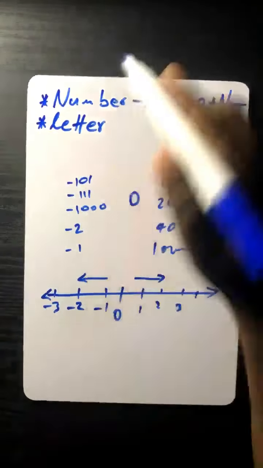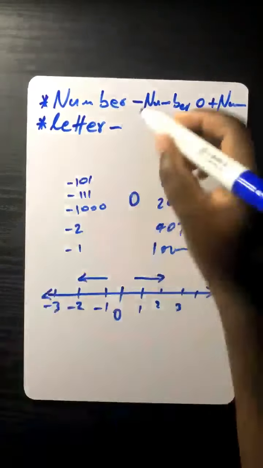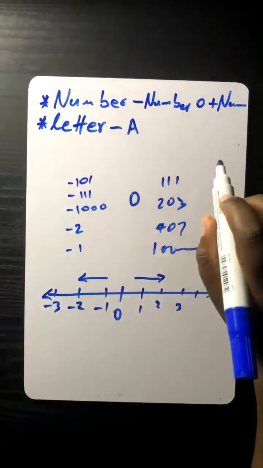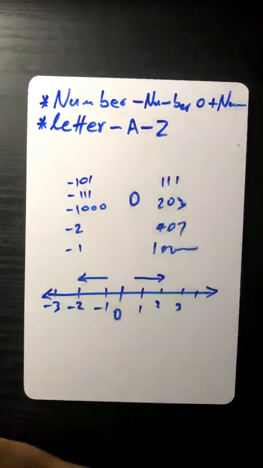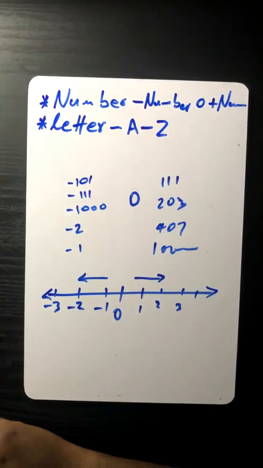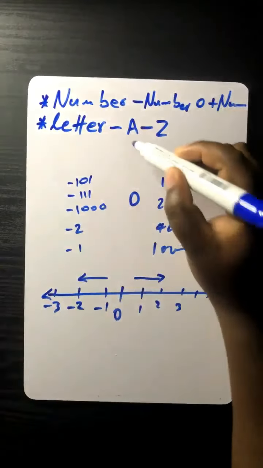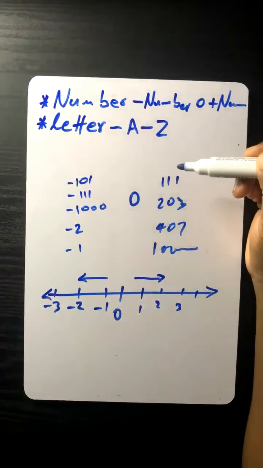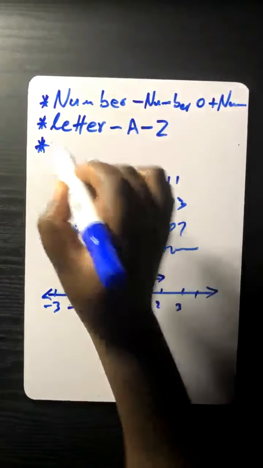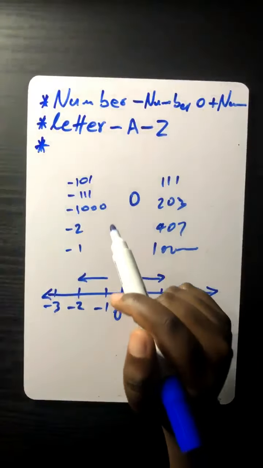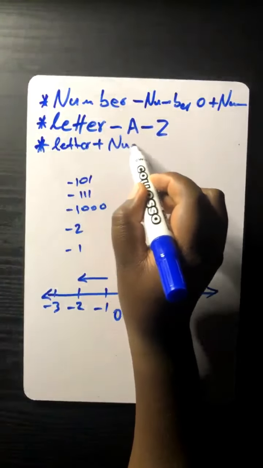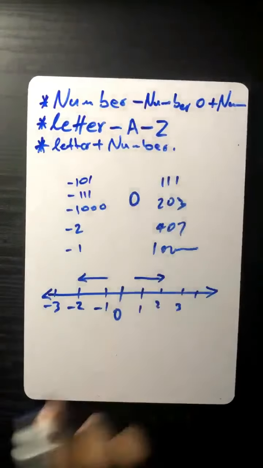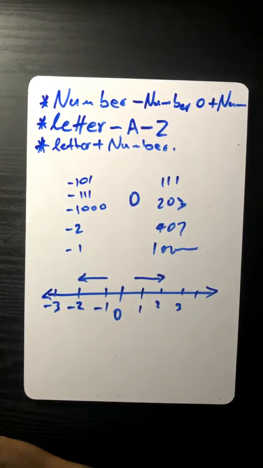So when it comes to letters, it's A, B, C, D, E, F, G, all the way up to Z. So in terms of letters, you are dealing with A up to Z. So in short, mathematics comprises of numbers and letters, and in most cases, they combine the two. So there will be a point where you're dealing with letters combined with numbers. So this is the most important information that you need to know.